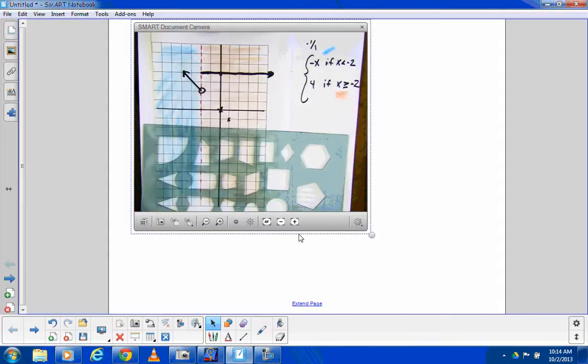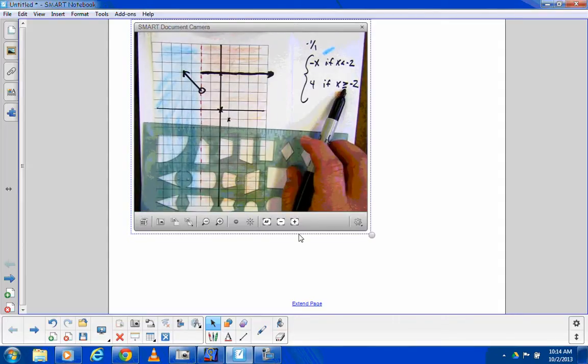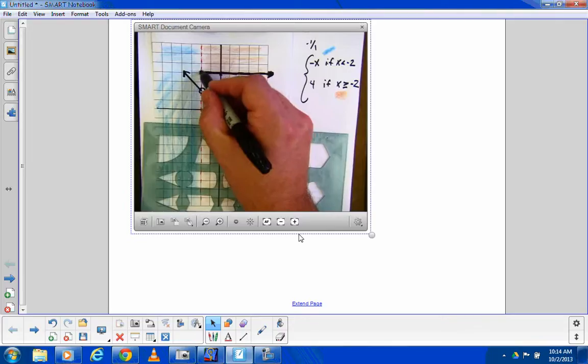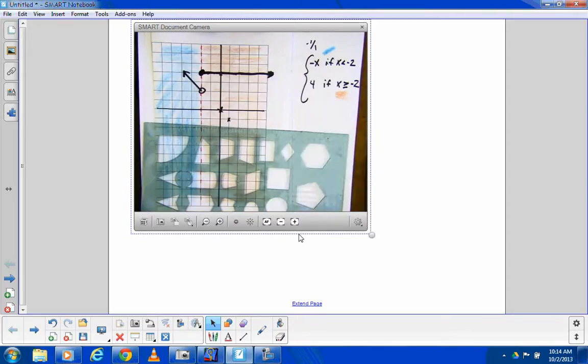Okay. Now, this one it's a greater than or equal to, so I want to show that it includes it, so I would use a closed circle. Okay, there's your graph.